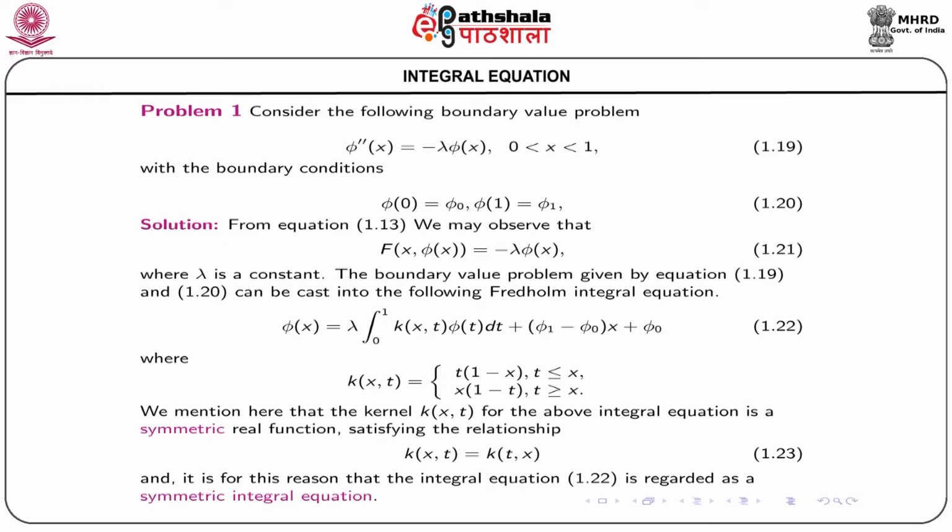Now, we observe that in the expression for the kernel K(x,t), if we interchange x and t, we get the same thing. That means K(x,t) is equal to K(t,x). So, we can say that K(x,t) is a real symmetric function, and for this reason the integral equation 1.22 is regarded as a symmetric integral equation.